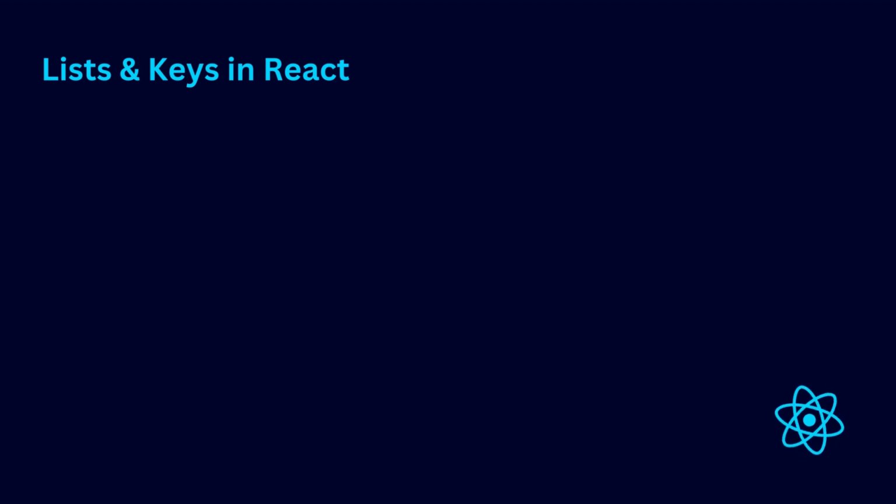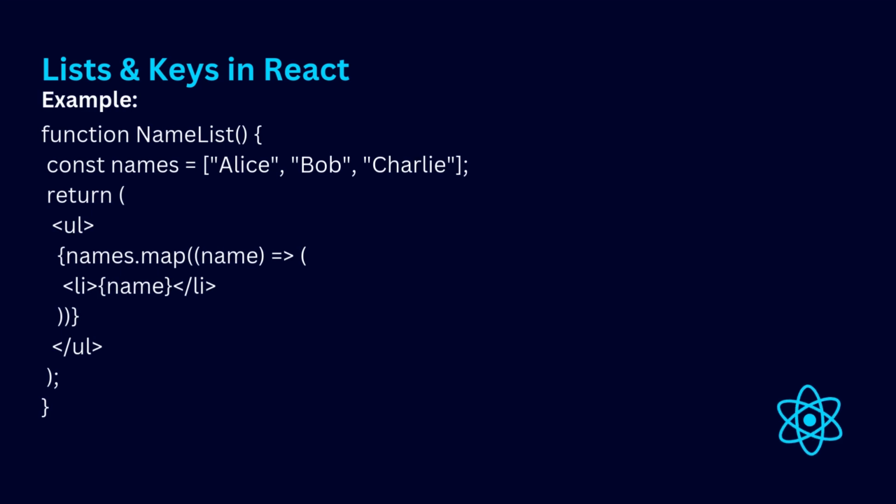The JavaScript .map function is perfect for this. Here is a simple example. Let's break this down line by line. First, we define our component list. Here we have an array called names with three strings: Alice, Bob, and Charlie. We return our JSX and start with a UL tag to make an unordered list.